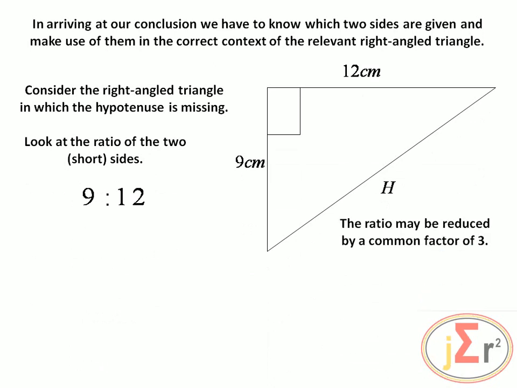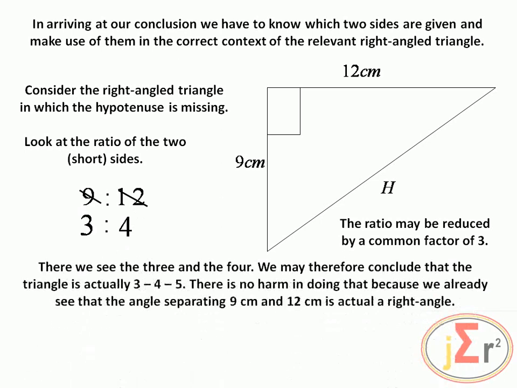The ratio may be reduced by a common factor of 3. 3 into 12 is 4, and 3 into 9 is 3. There we see the 3 and the 4 as usual. We may therefore conclude that the triangle is actually 3, 4, 5.